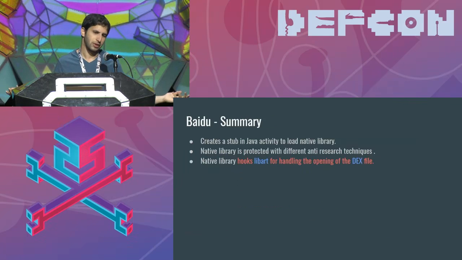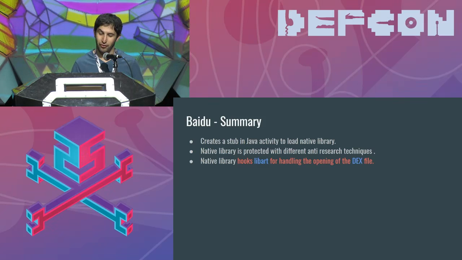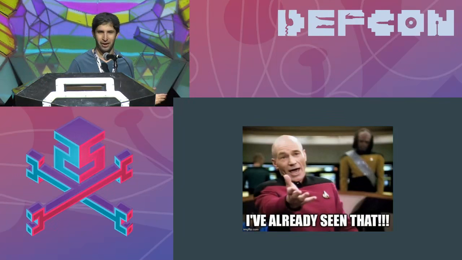So again, let's see what Baidu does. It creates a stub in the Java activity. The native lib is protected with different anti-research techniques, and it hooks libart for handling opening of the dex file. Well, this looks a bit familiar, but this is a different packer, or almost a different packer. So what can we understand from here? That most of the unpacking process might be generic with a few minor changes.